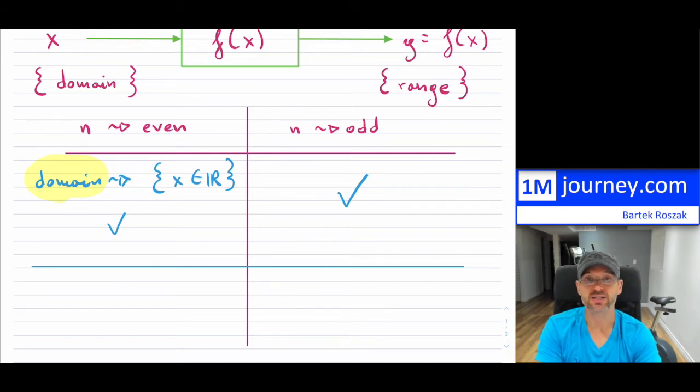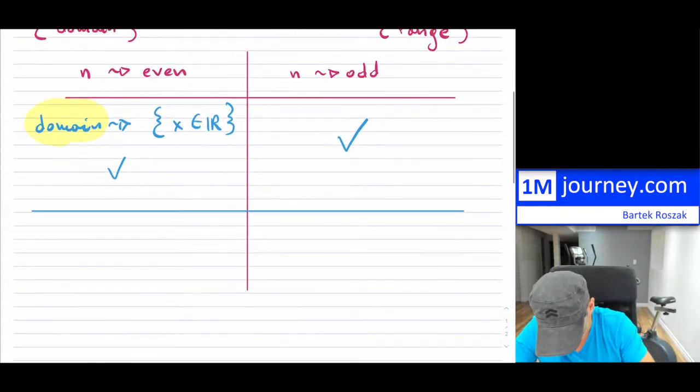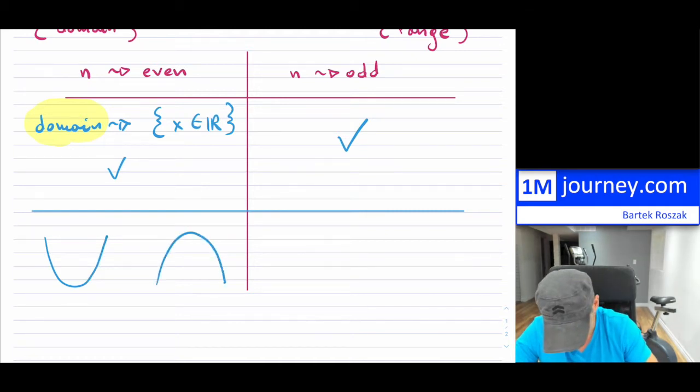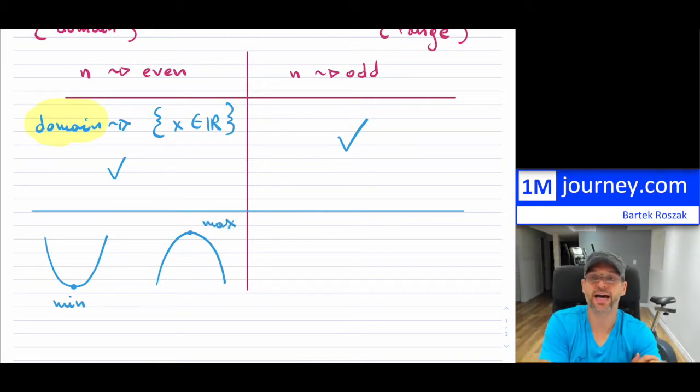For n being even, it's a bit of a deja vu. When you were studying quadratic functions, you found that you either had parabolas looking upwards or parabolas looking downwards, which meant that you had some kind of a minimum when they were looking up, and some kind of a maximum when they were looking down.